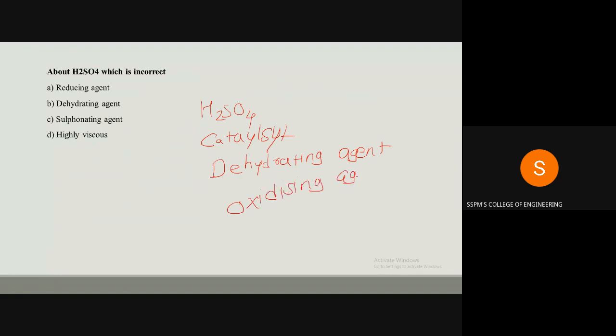Then, about H2SO4, which is incorrect? H2SO4 acts as a catalyst. Catalyst means it speeds up the reaction. Then it acts as a dehydrating agent. Dehydrating agent means it absorbs the water molecule, hence it is called a dehydrating agent. And it is also an oxidizing agent. So these are the characteristics. And it is also highly viscous.